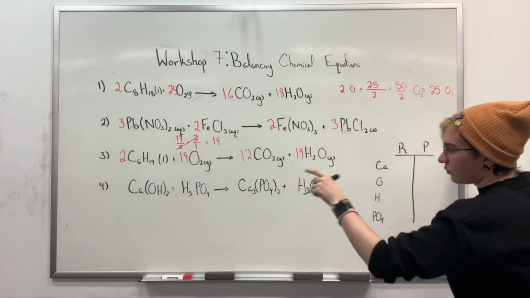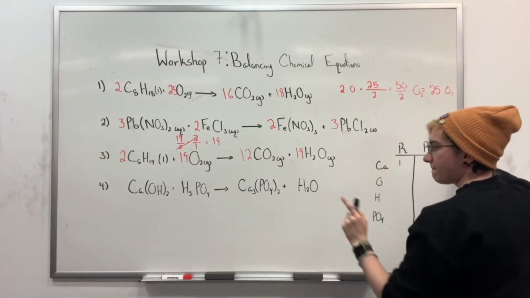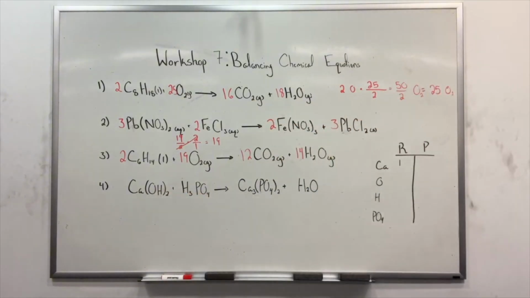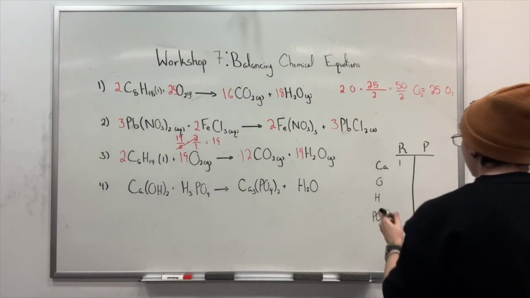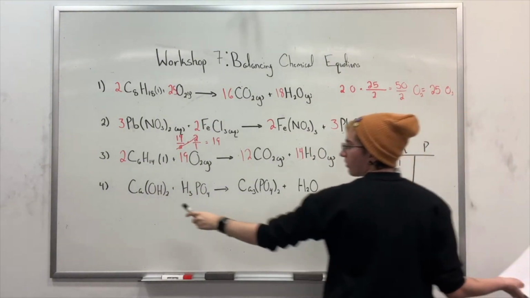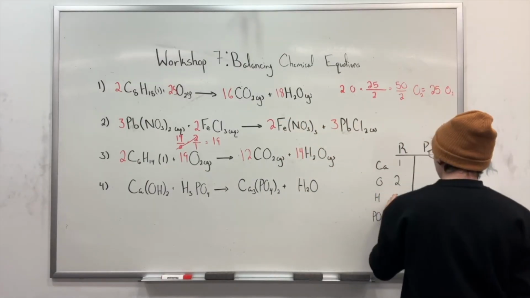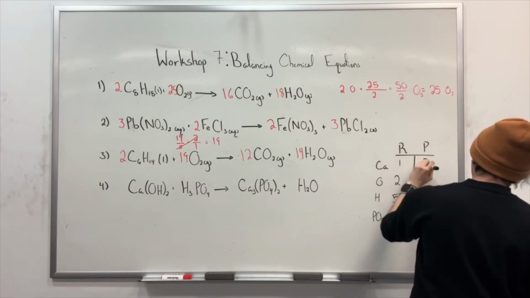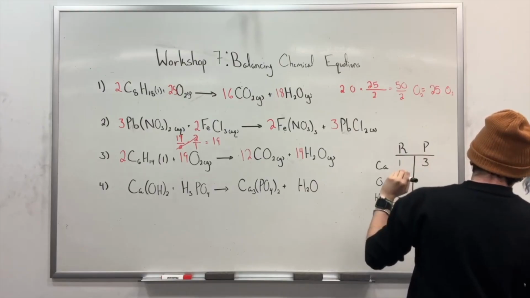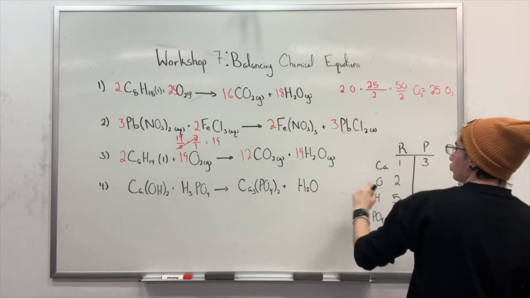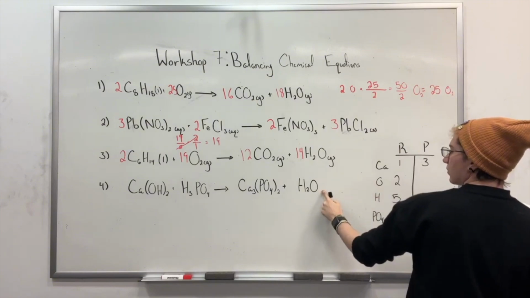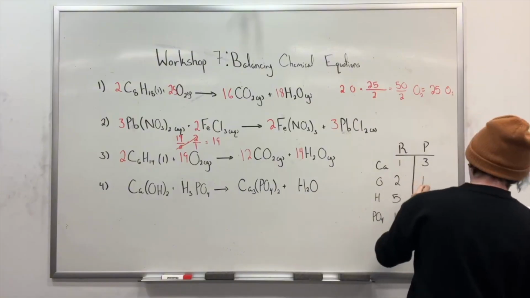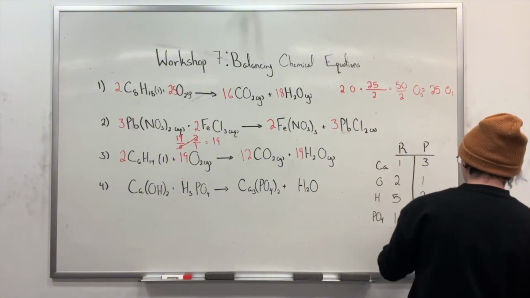So on our reactant side, we have 1 calcium. Remember to distribute the subscript. So we have 2 oxygen. We have 1, 2, 3, 4, 5 hydrogens, and we have 1 phosphate. While on the product side, we have 3 calcium. We have, since these oxygens are part of the phosphate, we're just going to say that we have 1 oxygen, we have 2 hydrogens, and we have 2 phosphate.